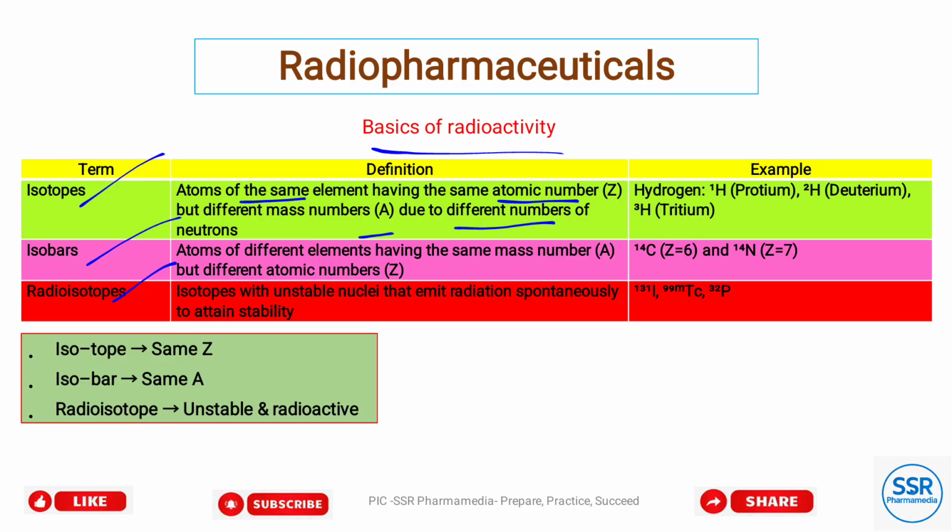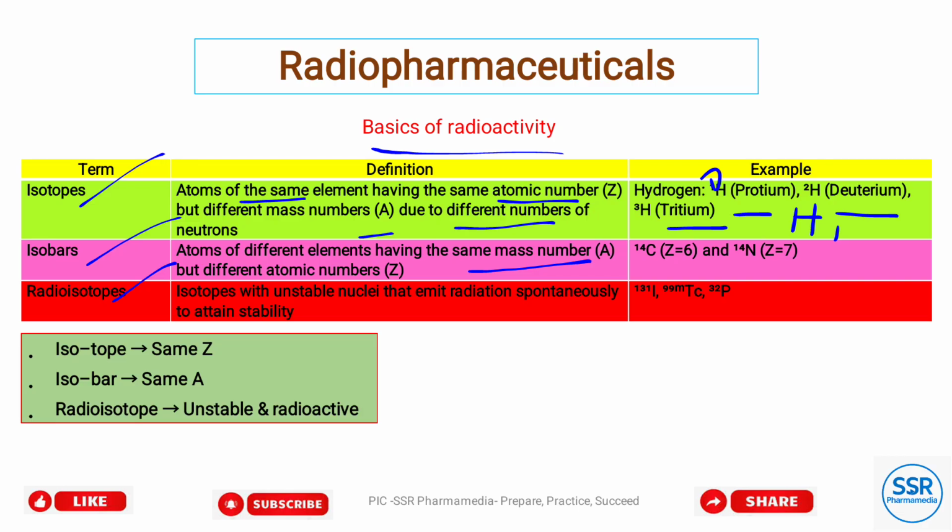As an example, hydrogen. Hydrogen is having the same atomic number. Down here is the atomic number. Hydrogen has protium, deuterium, tritium. So same atomic number but different mass number. The upper side is the mass number: 1, 2, 3 are the mass numbers, but hydrogen has the same atomic number, 1. Isobars means atoms of different elements having the same mass number but different atomic numbers.